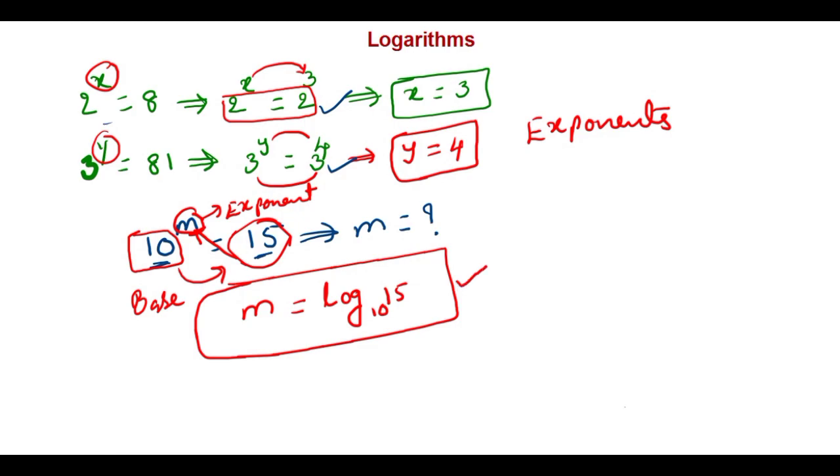Suppose we take some more examples. Generally we write 3 to the power of y is equal to 27. Then we write this 27 as 3 cubed, so y is equal to 3. This is from the exponents you learned.